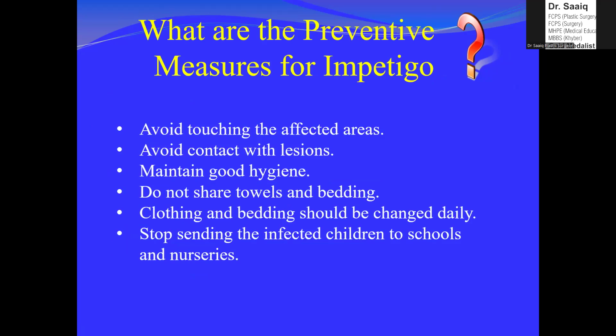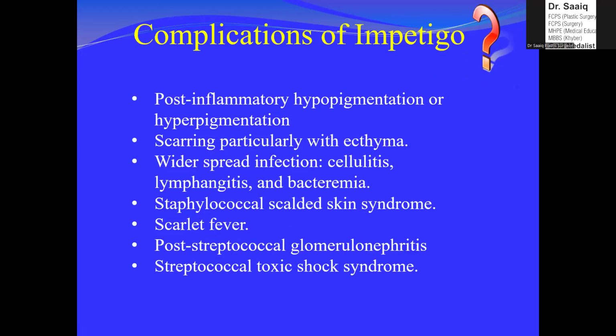How to prevent the spread of impetigo? First thing, we shouldn't touch the affected areas. This will help to prevent autoinoculation. We should try to avoid contact with the lesions because this is how it spreads to other healthy individuals. We should try to maintain good hygiene. This is how our immune system is boosted and we are protected. We should not share towels or bedding with the infected individual. And if a child becomes infected, we should not send him to nursery or school. This is how the other healthy children are protected.